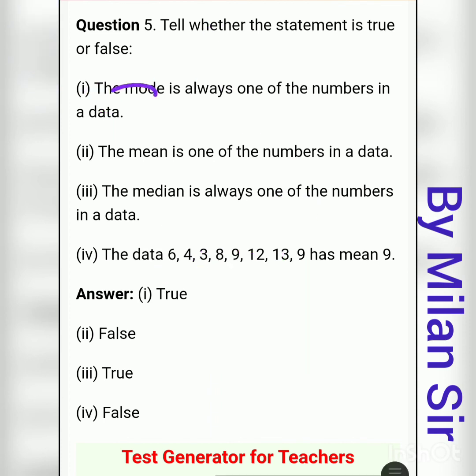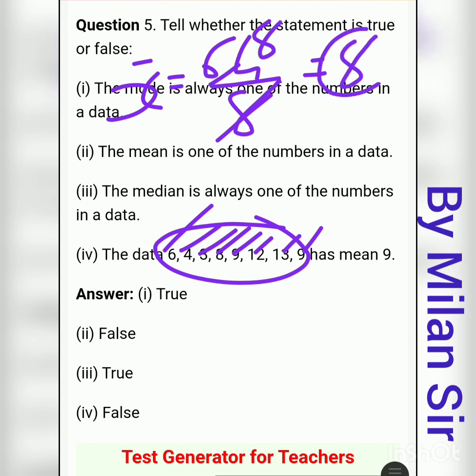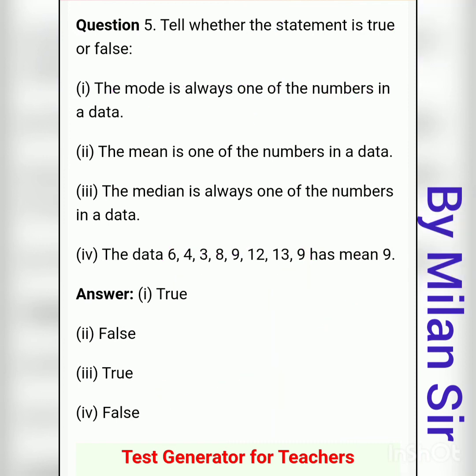Again, x bar, in the numerator the addition of all these numbers is 64, divided by the total number of observations, 8. So 8 eights are 64, so our answer for the mean is 8, but here it is written 9, that's why false. Okay students, here our exercise 3.2 is complete.